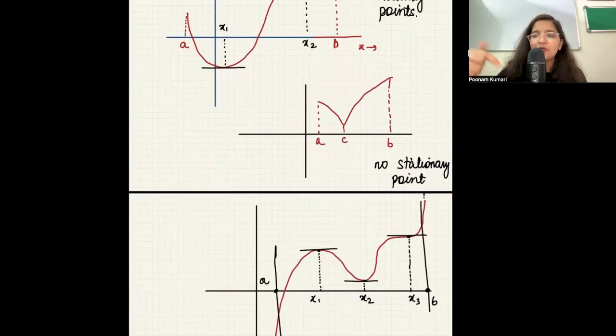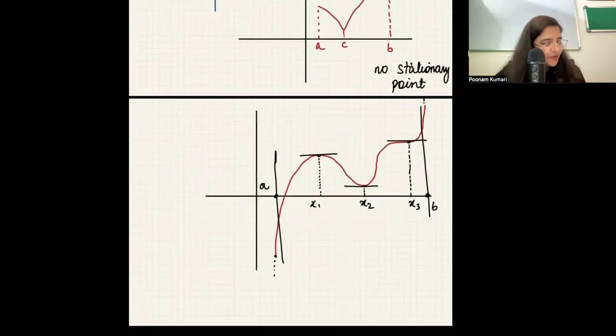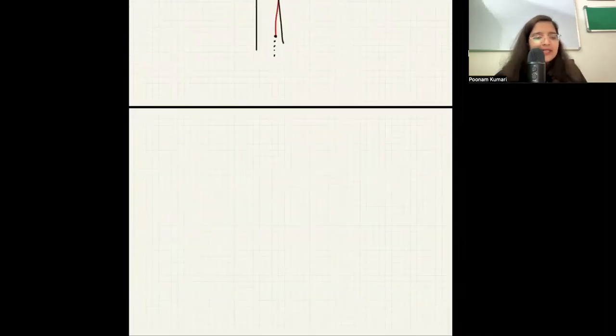We will be using all these ideas that we have understood in a moment. Before that, I want to talk about when a function has a maximum value or a minimum value. So I want to state a result regarding that.